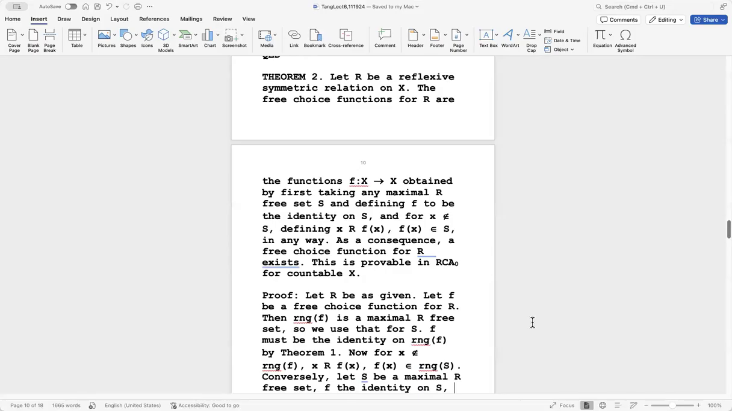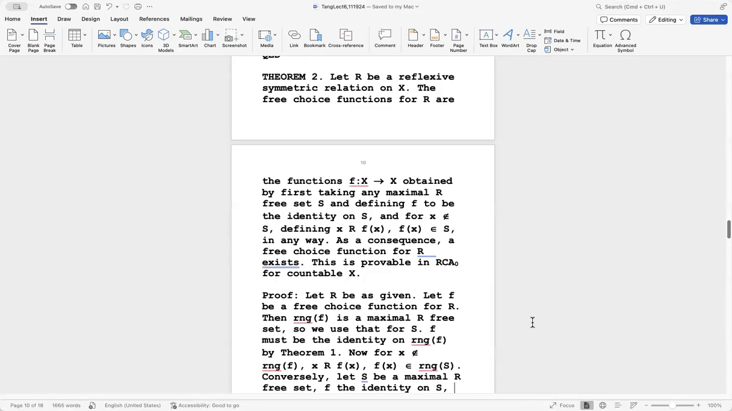Then you get a maximal free set, and you have to define the function in the way that I described, which obviously can be done. It's just choice. Of course, we're going to be interested only in the case when X is countable. So the choice is RCA-naught kind of thing.